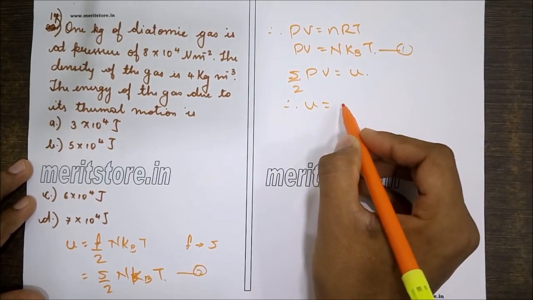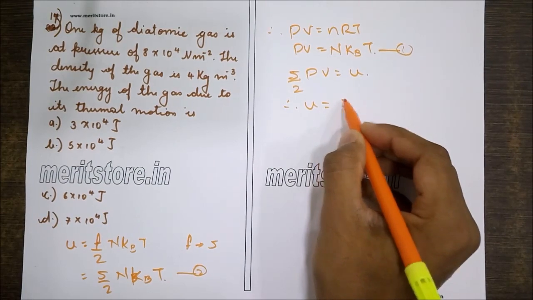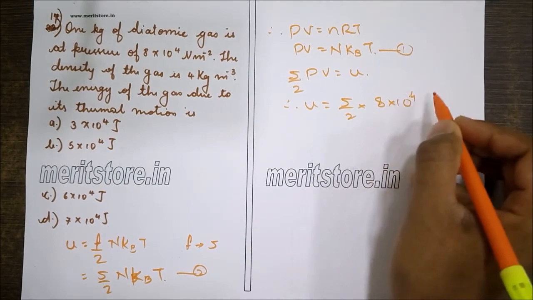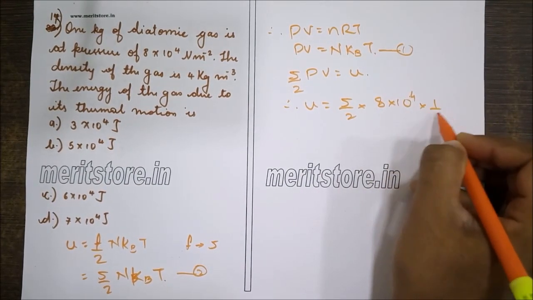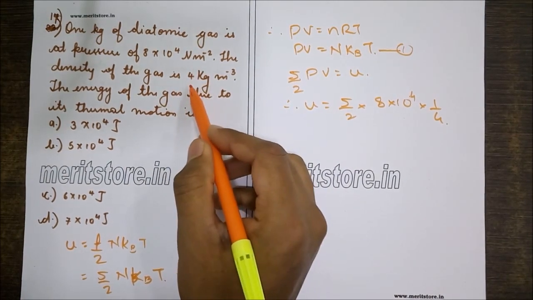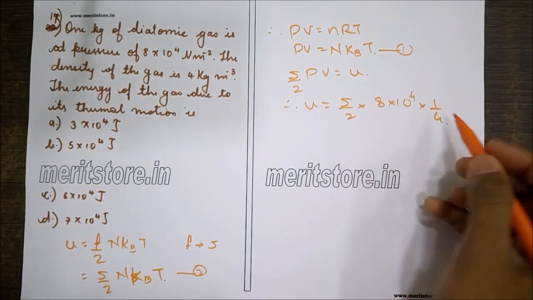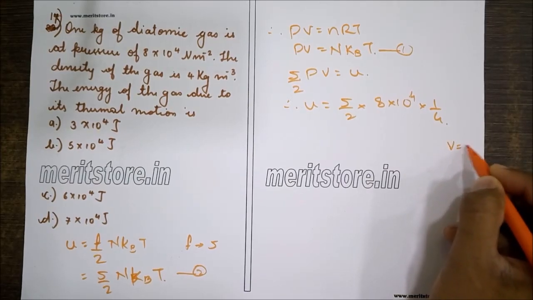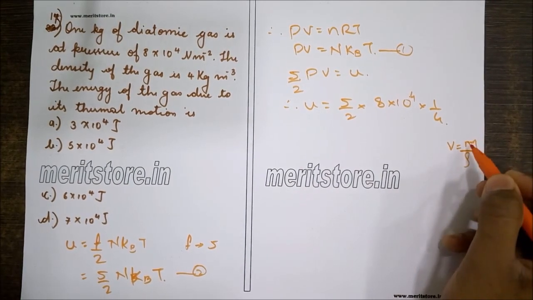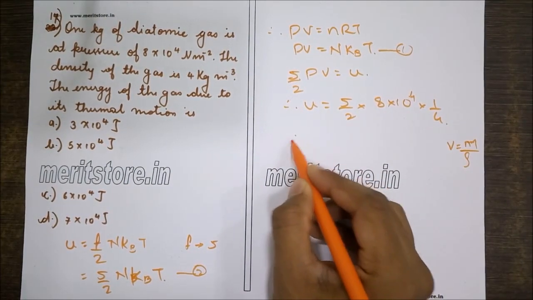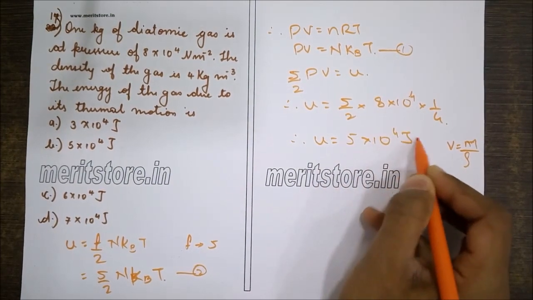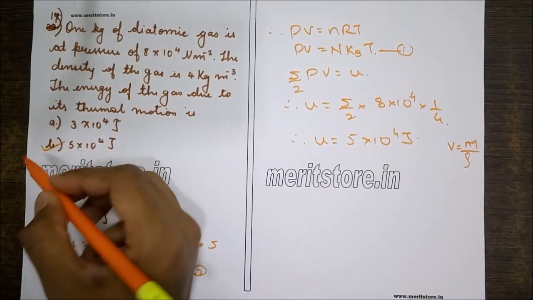So U would be equal to 5 by 2 times the pressure, which is given as 8 into 10 raised to 4, and the volume is given as 1 by 4. Since the density is given as 4 kg per meter cube, the volume is nothing but mass upon density, and mass is given as 1 kg, so we can write it as 1 by 4 meter cube. So therefore U, this value comes out as 5 into 10 raised to 4 joules. Hence option B is the correct answer.